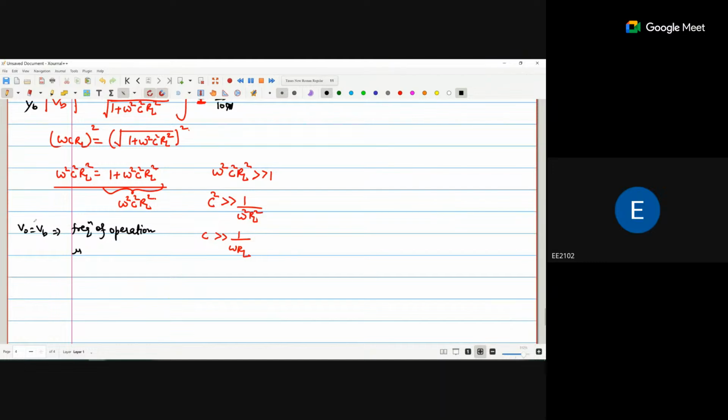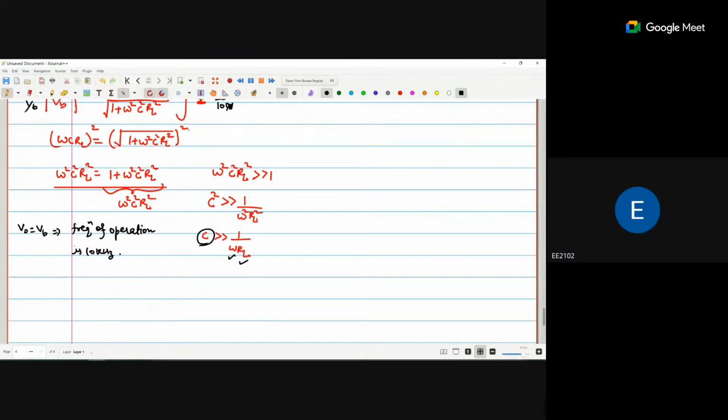Frequency of operation is 10 kilohertz. Then we know the omega, we know the RL, so we can calculate the value of C. Anything will be given according to this, we can calculate the value of C. Ideally we consider the capacitance should be infinite or maximum, but practically it will be dependent on the condition.